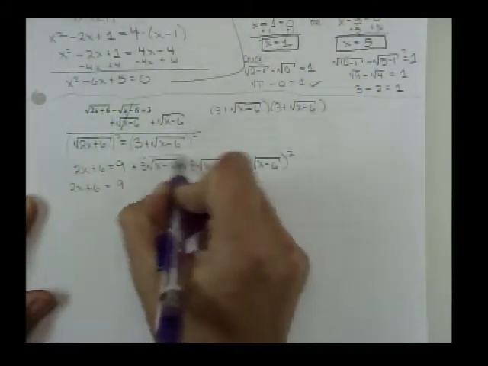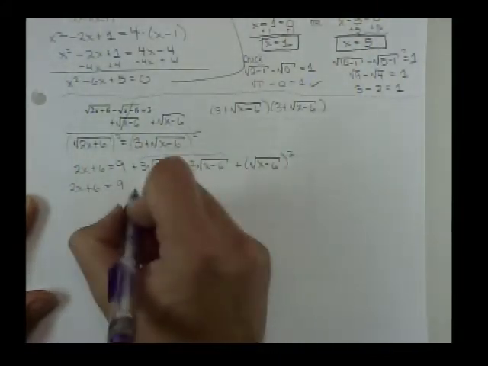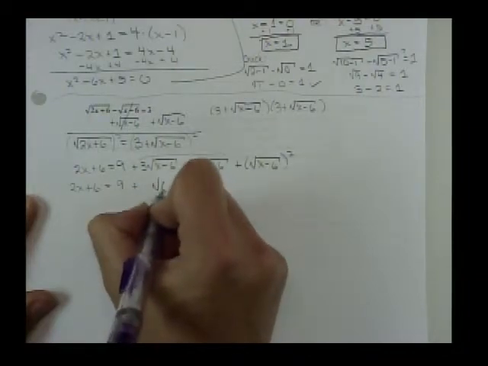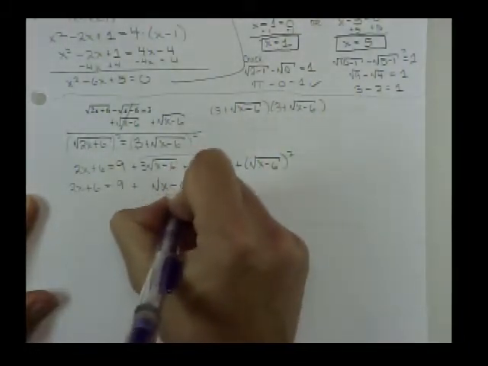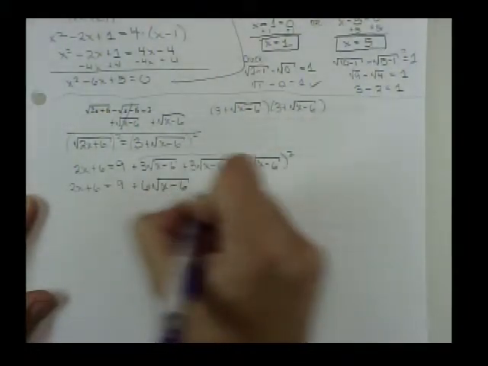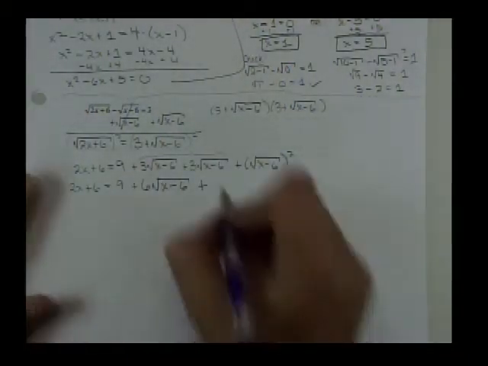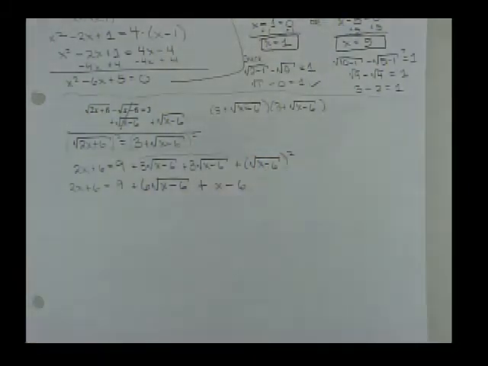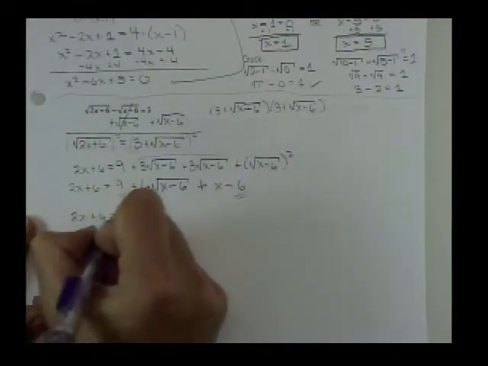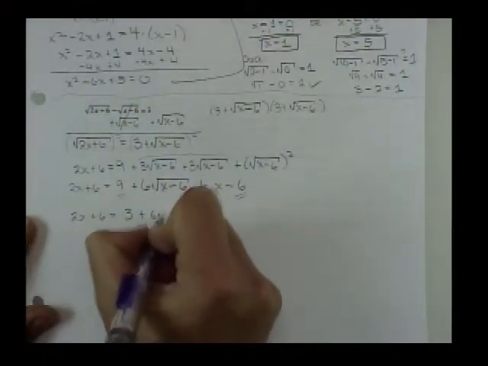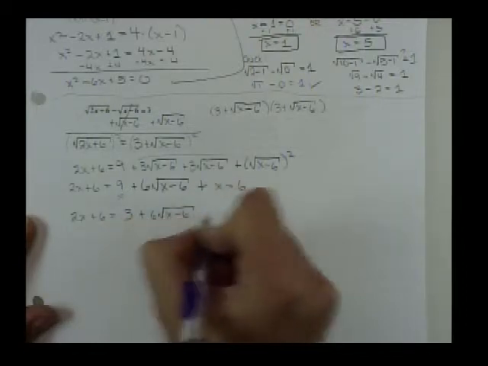The middle terms are similar radicals. They both have square root of x minus 6, so the answer is going to have square root of x minus 6. What goes in front? 6. And the square root of x minus 6 squared? X minus 6. Can we simplify on the right? Yes, we can combine the 9 and the minus 6. So we get 3 plus 6 square root of x minus 6 plus x.